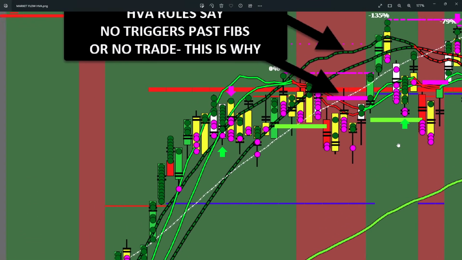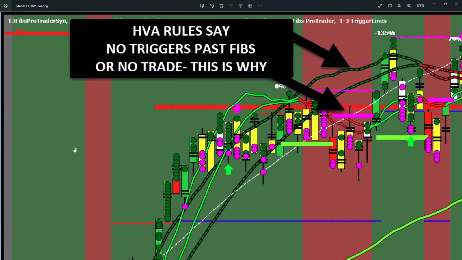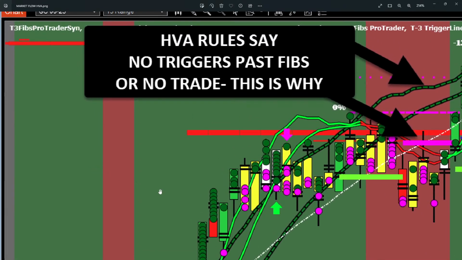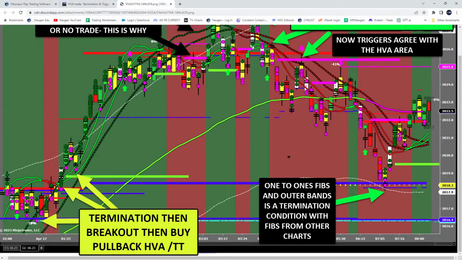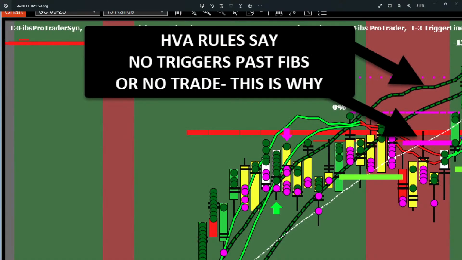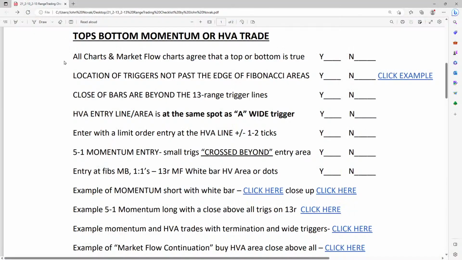The market was really nice about the top, and I want you to see something, okay? I think visually, when people explain stuff to you, it's a lot easier. You guys let me know if I'm off base on this. When I look at this for a top or bottom, all charts and all market flow charts agree that a top is true, yes or no, and the location of the triggers is not past the Fibonacci areas. I added in this example this morning, which is the picture that we're going through right now.